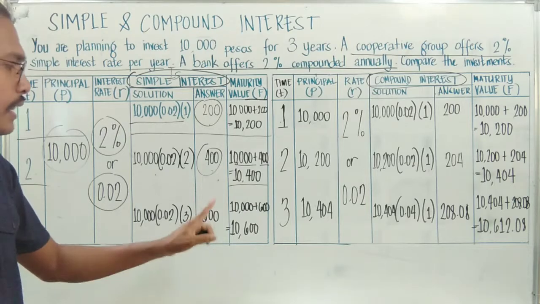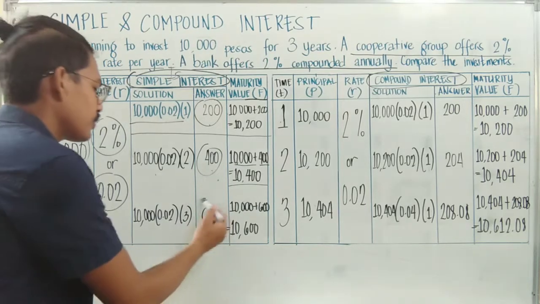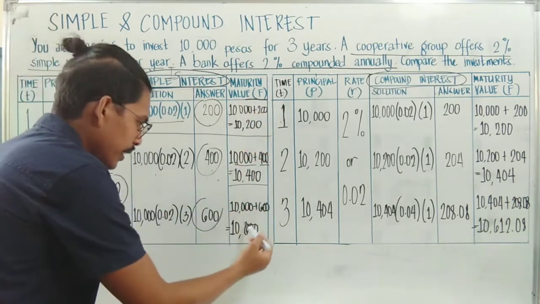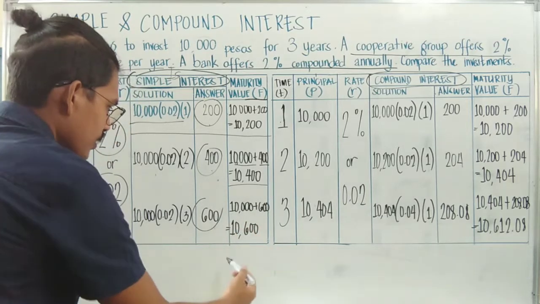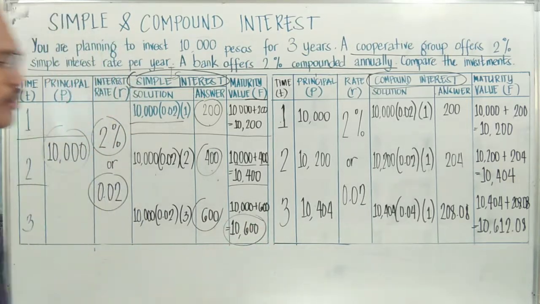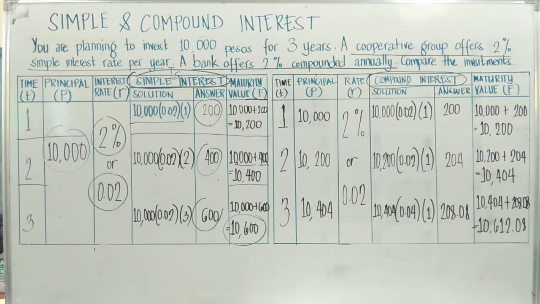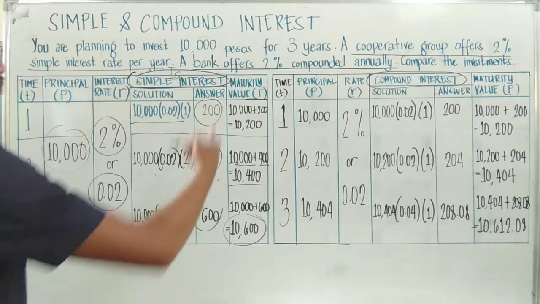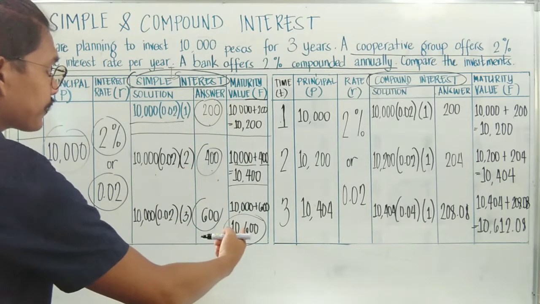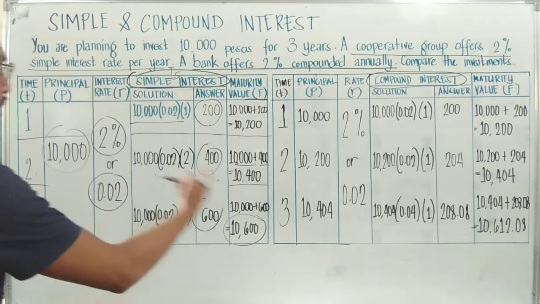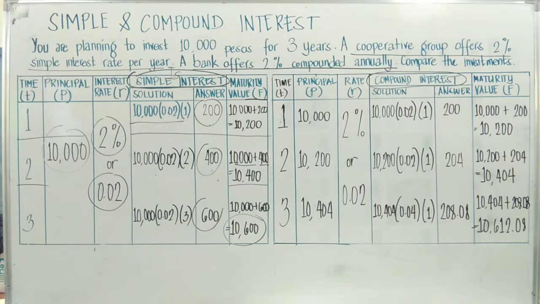Okay? Then on the third year of the investment, we have 10,000 times 0.02 times 3. That will give us 600, and to get the maturity value F again, 10,000 plus 600, so we will get 10,600. So after 3 years, the money will earn 600 pesos, and the maturity value after 3 years is 10,600.